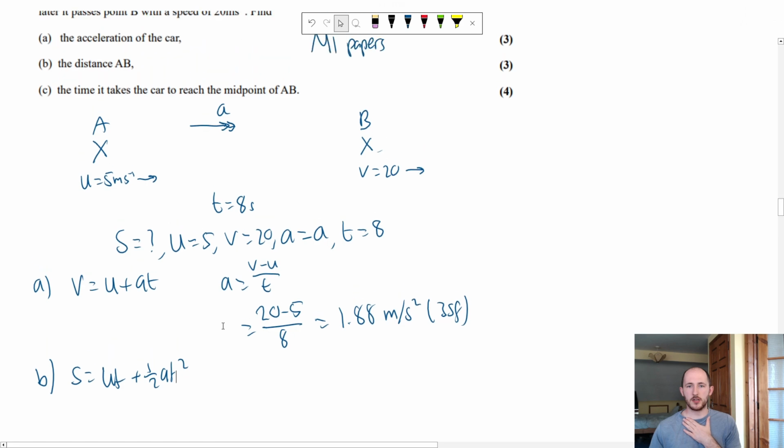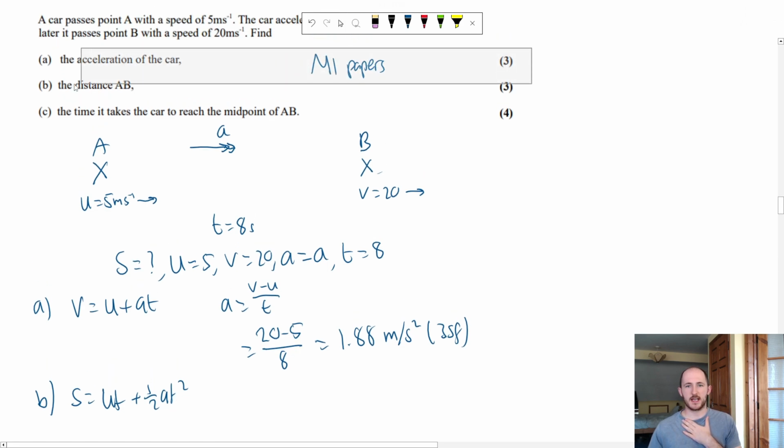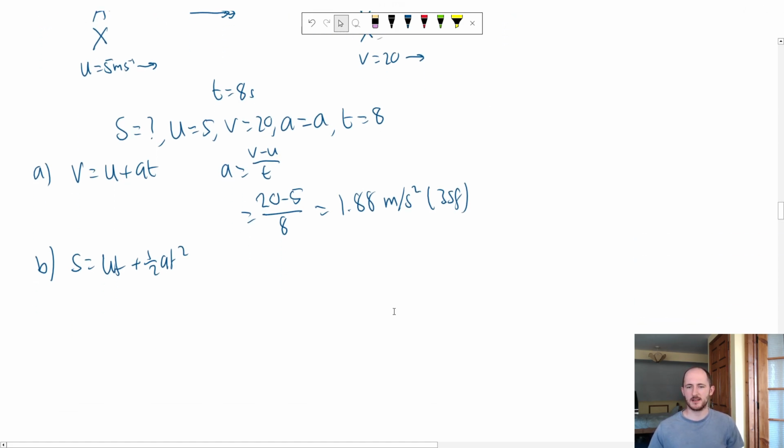That's why I would argue that this is actually a 6-mark question straight away. Because once you've done part A, there's no way in hell you're getting part B wrong. Right? So it's effectively another 3 marks. And this part C is technically another type of question, which can be a little bit more tricky, but we'll see. It's not too bad.